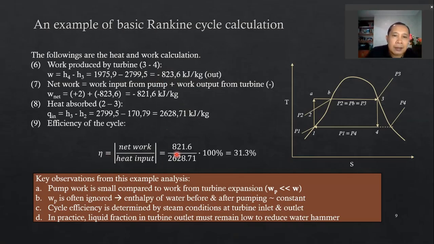Everything is plus sign here. Finally, we obtain the cycle efficiency as 31.3%. Now, some observations that we can get from this calculation. First one is the pump work is small compared to work from turbine expansion. It has to be, otherwise it won't be efficient as a work generating cycle. Pump shaft work, because it's small, it is often ignored.